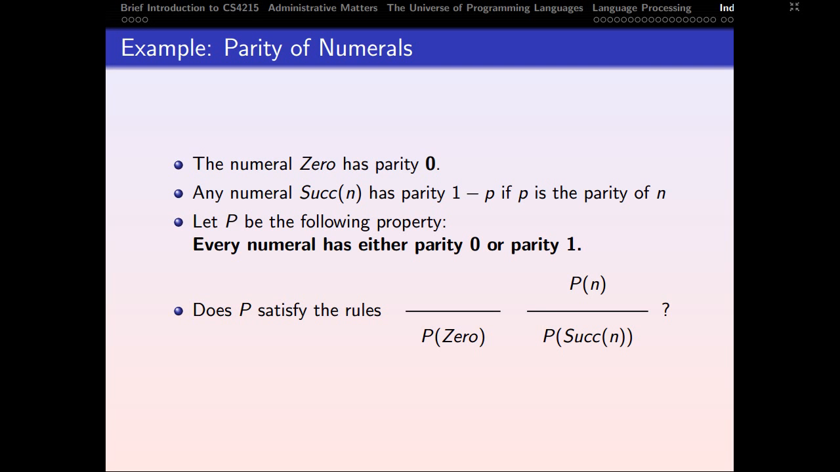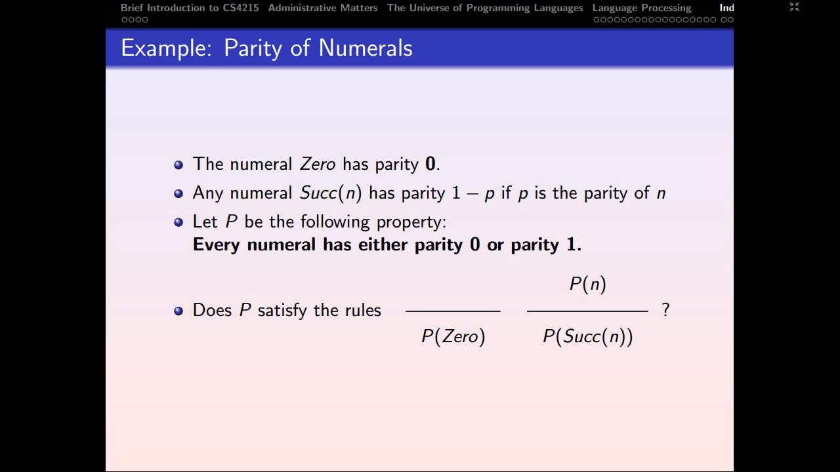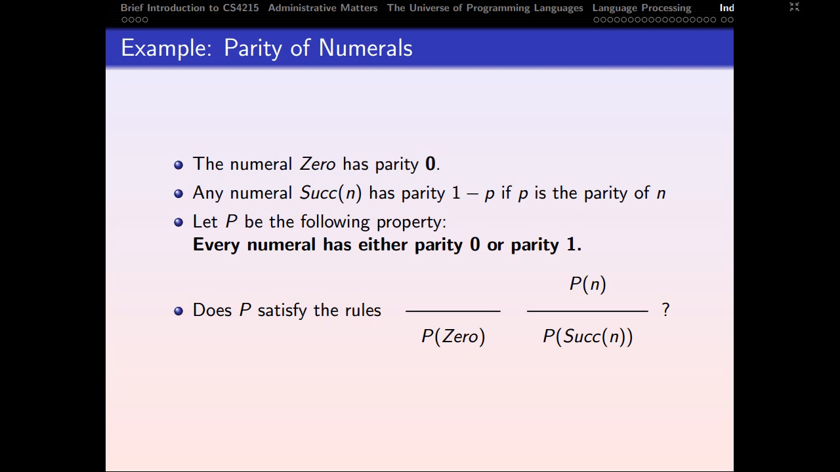Any numeral has either parity 0 or parity 1. Okay? So parity is either 0 or 1 for any number. So obviously the numeral 0 has parity 0. And any numeral successor of n has parity 1 minus p, where p is the parity of n, right? Does p satisfy the rules?